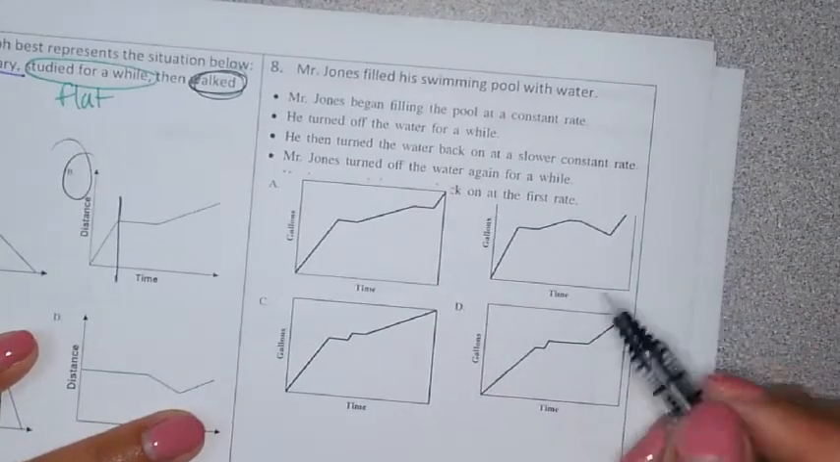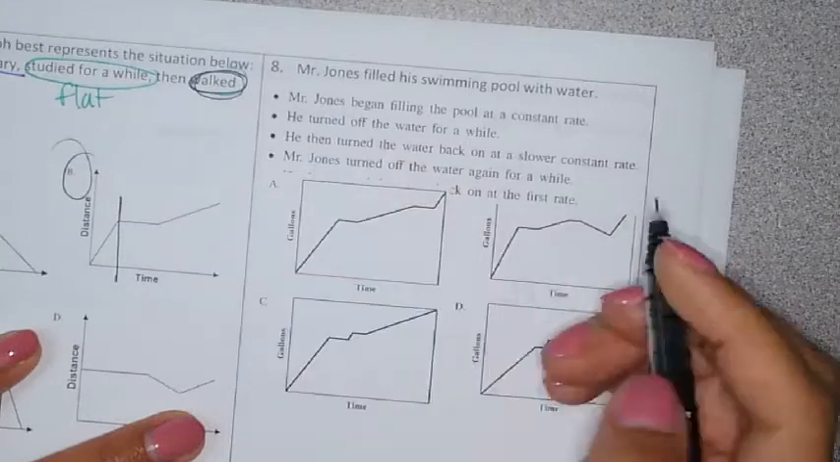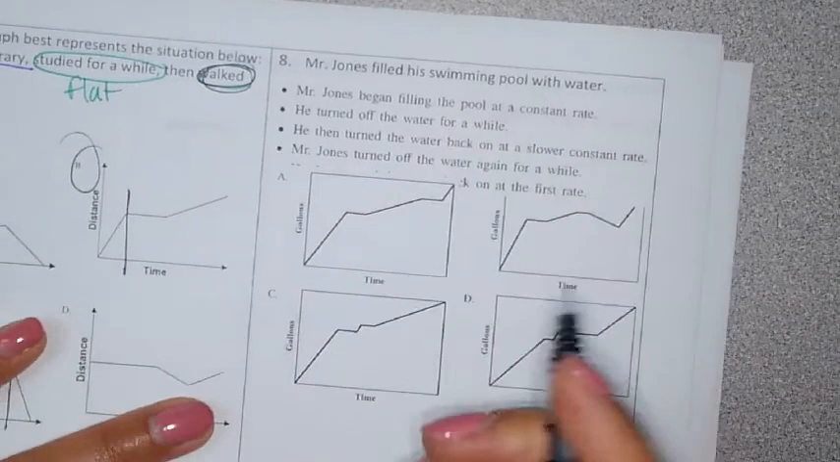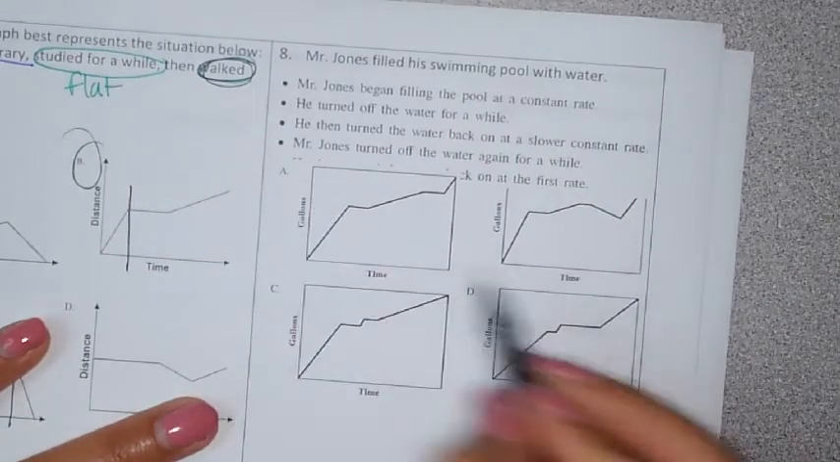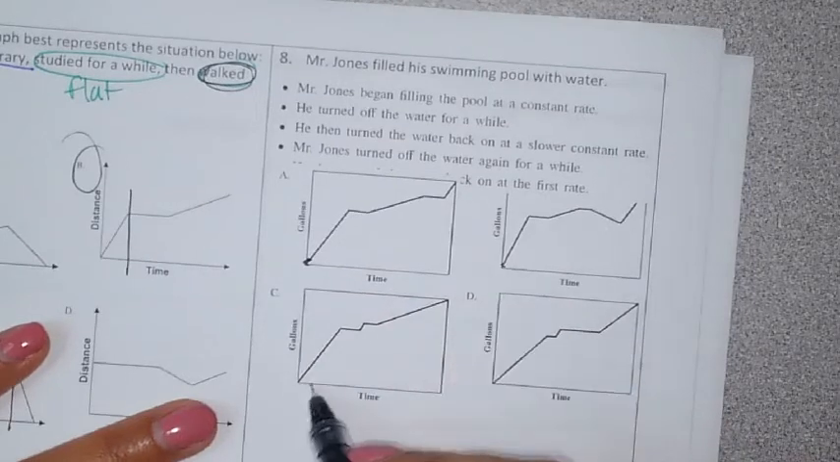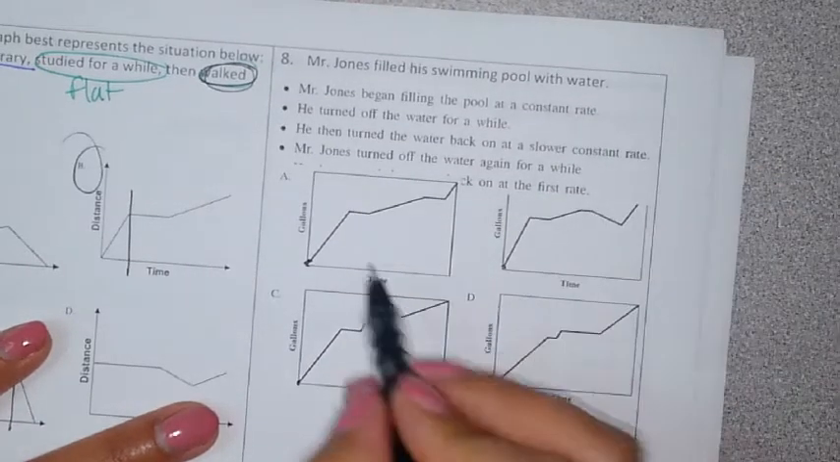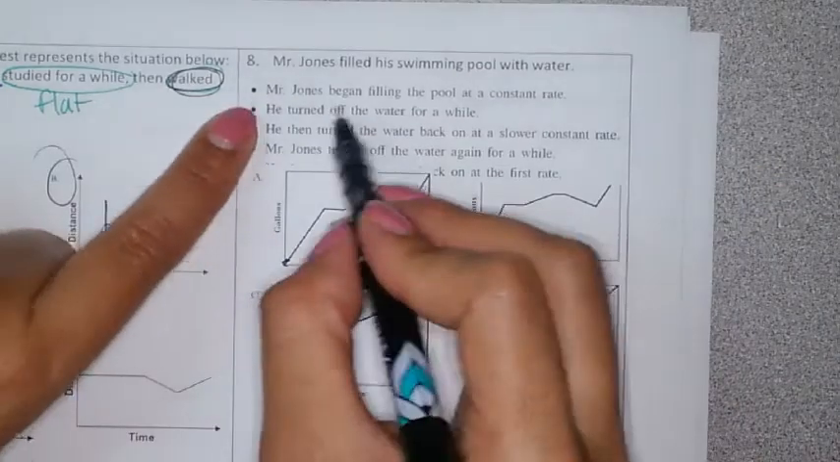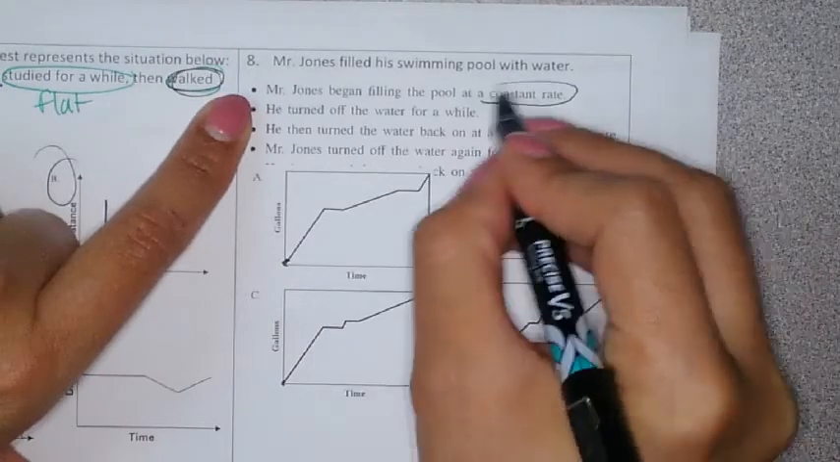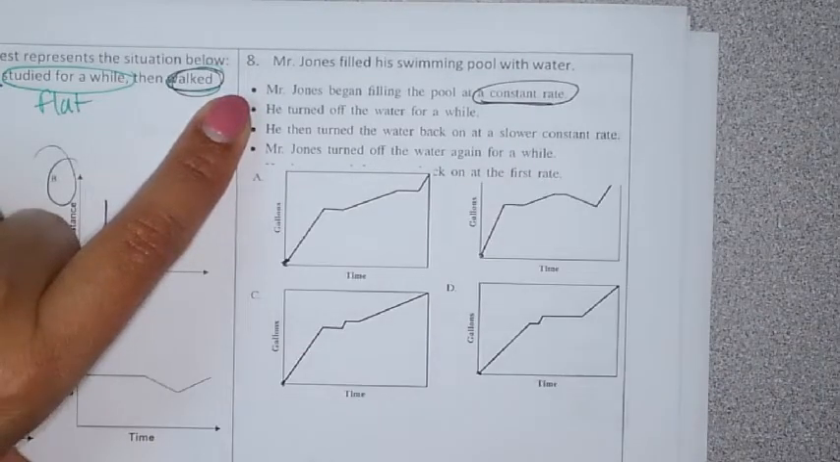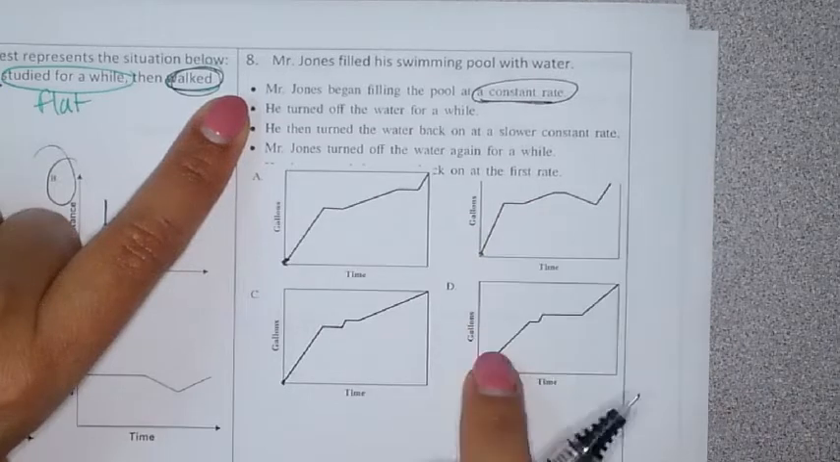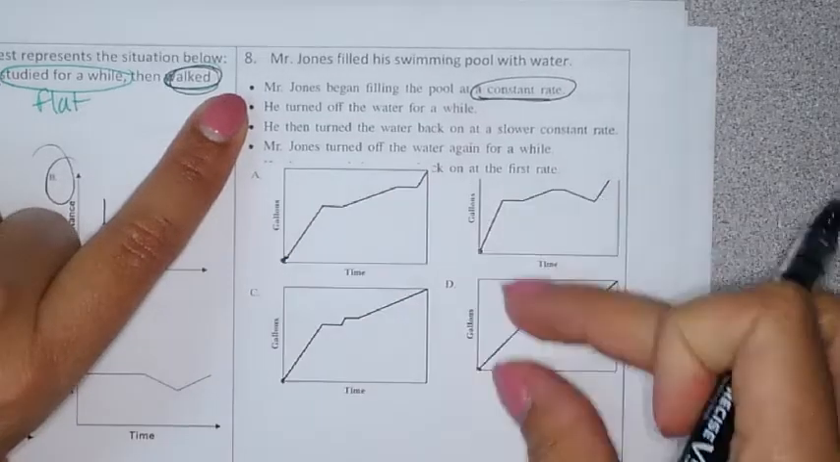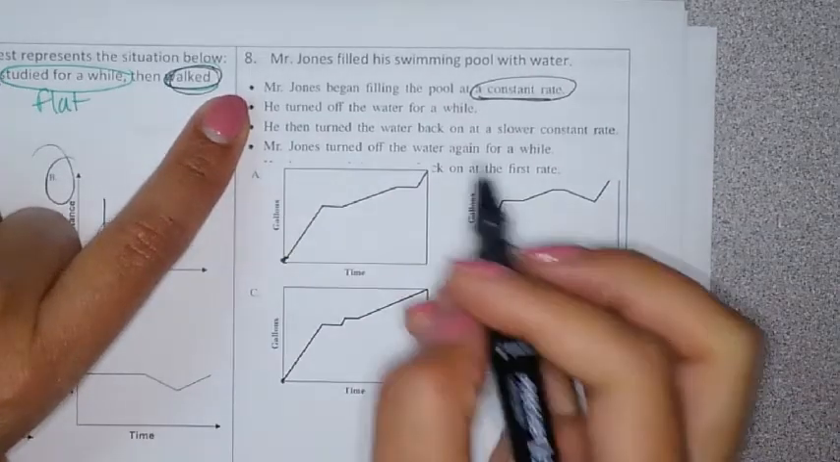For number 8, Mr. Jones is filling his pool with water. So here's the gallons. We start at 0, 0. They all start at 0, 0, so that's good. Okay, and then versus time. Jones began filling the pool at a constant rate. So that means it's increasing steadily. It looks like all of them are doing that in the first period of time, so we can't cancel any.